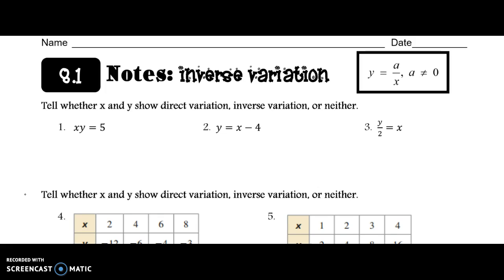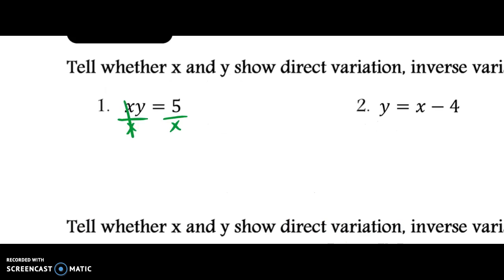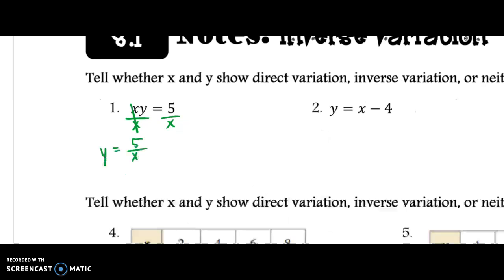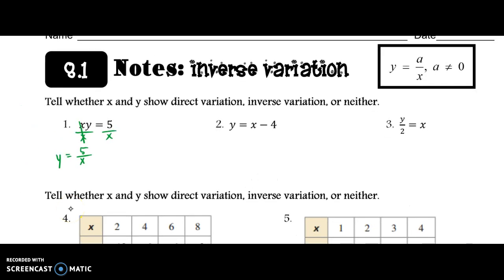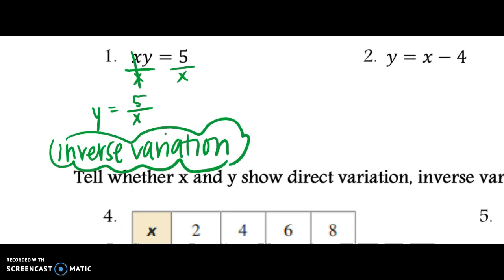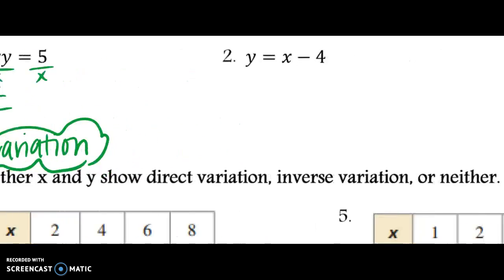So for the first one, in order to get y by itself, we're going to have to divide by x on both sides. Once you divide by x on both sides, the x's are going to cancel out. Y is equal to 5 divided by x. If you can see, what we got looks like the inverse variation. So for this one, we're going to write inverse variation. Let's move on to number 2.